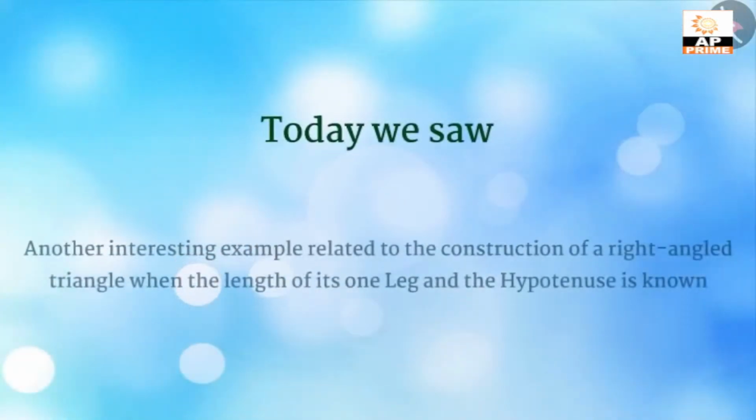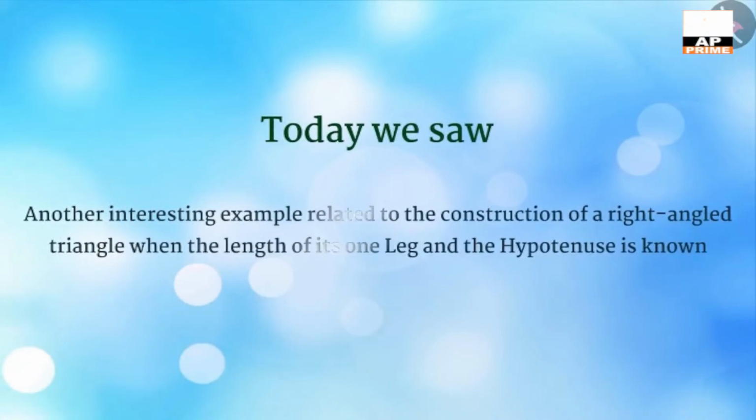Today we saw another interesting example related to the construction of a right-angled triangle when the length of one leg and the hypotenuse is known.